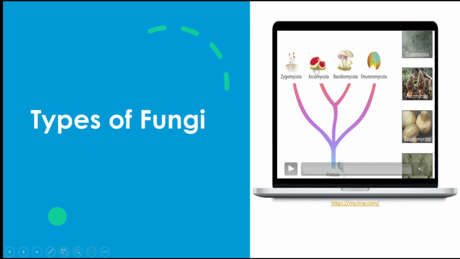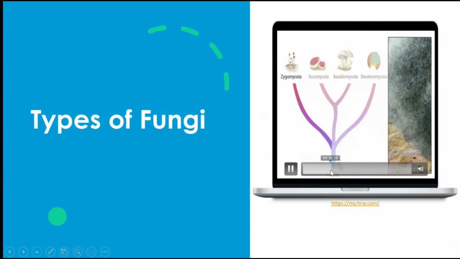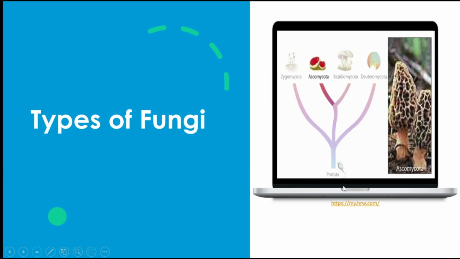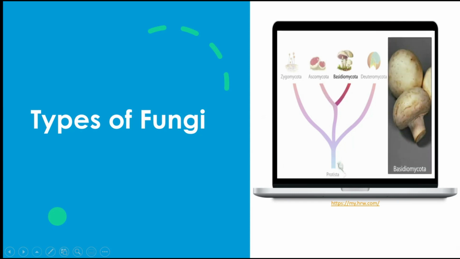Ascus means sac. So Ascomycota are those fungi that have sac-like structures. Mycota comes from the Latin word mykes. Mykes means fungus. Yeasts are sac fungi. The common fungus that you put on pizza is a member of the phylum Basidiomycota, or club fungus.